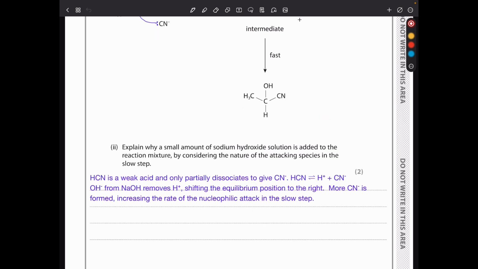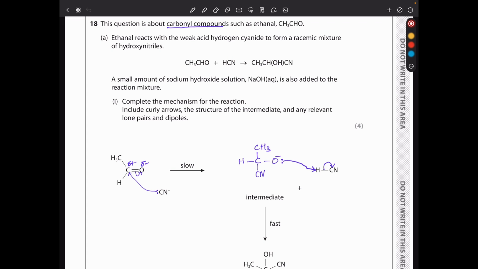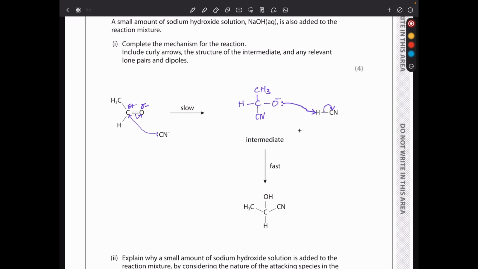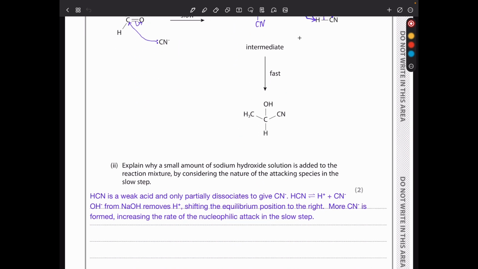They say explain why a small amount of sodium hydroxide solution is added to the reaction mixture by considering the nature of the attacking species in the slow step. If we go back here, remember they're using hydrogen cyanide. Most of the time this reaction takes place when they use potassium cyanide in the presence of hydrogen cyanide. But here, the use of hydrogen cyanide, this is a weak acid that cannot donate the CN- in a higher concentration. So when they add sodium hydroxide, the hydroxide ion is going to use up the hydrogen ions generated in order to shift the equilibrium position towards the right so that more CN- can be generated.